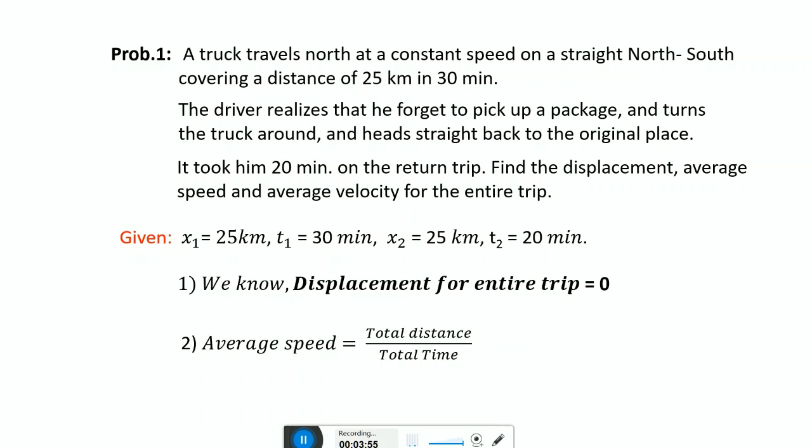Then average speed is equal to total distance by total time. Total distance is equal to x1 plus x2 and total time is t1 plus t2. So we know values of x1, x2, t1, t2. Substitute here. We get 25 plus 25 by 30 plus 20, which is equal to 50 by 50 kilometer per minute.